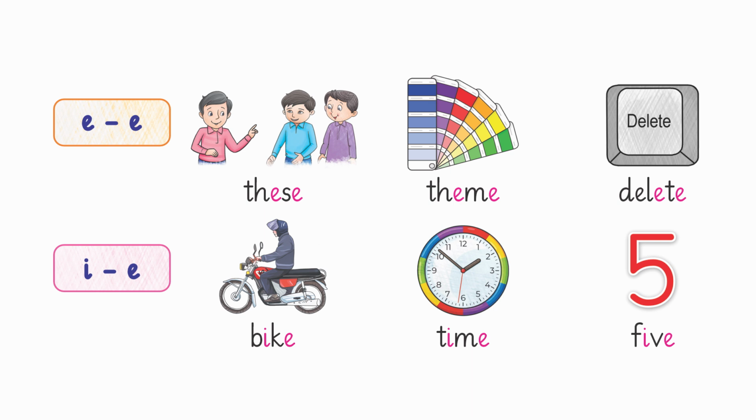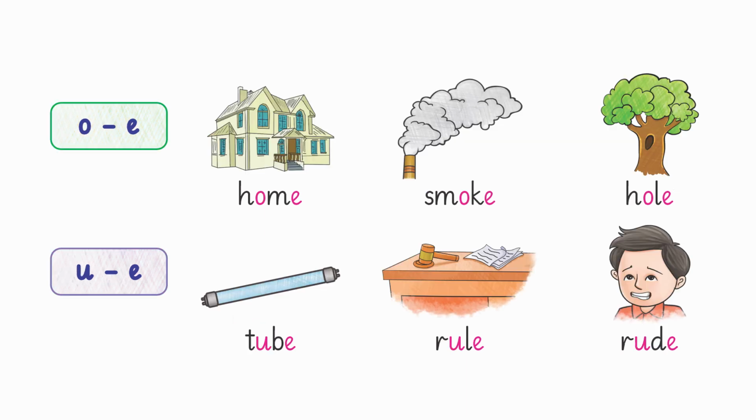If E and E is there: these, theme, delete. If I and E is there: bike, time, five. If O and E is there: home, smoke, hole. If U and E is there: tube, rule, rude.